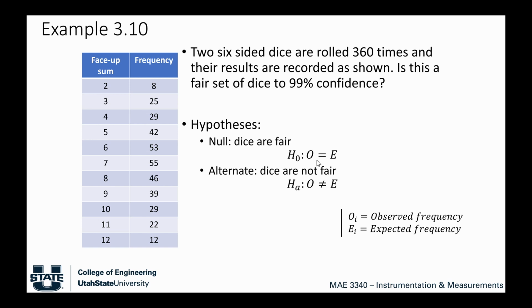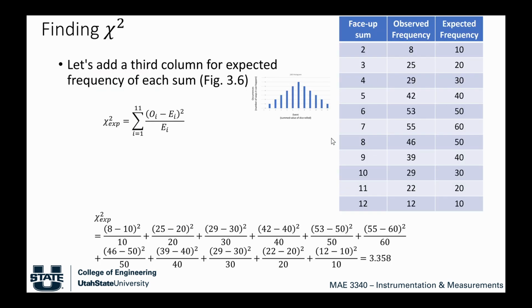So what we're saying there is the observed is equal to the expected frequency, and therefore this distribution is going to be shaped the way we would expect this distribution to be shaped. And the alternate is the dice are not fair. So if we think about two six-sided dice, we are going to have a distribution that looks like this, kind of a pyramid shape. And so if we have this pyramid shape, then we can determine what we expect the frequency to be based on the number of times we roll the dice.